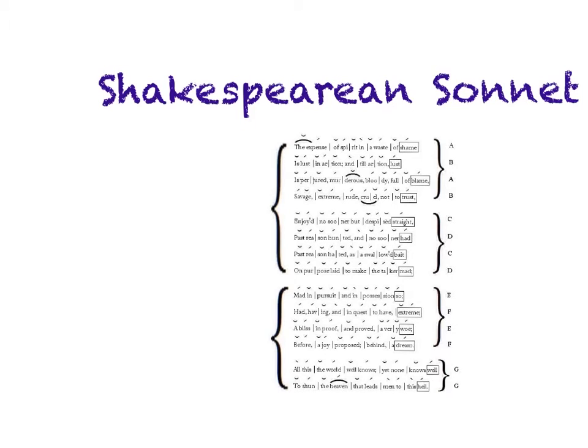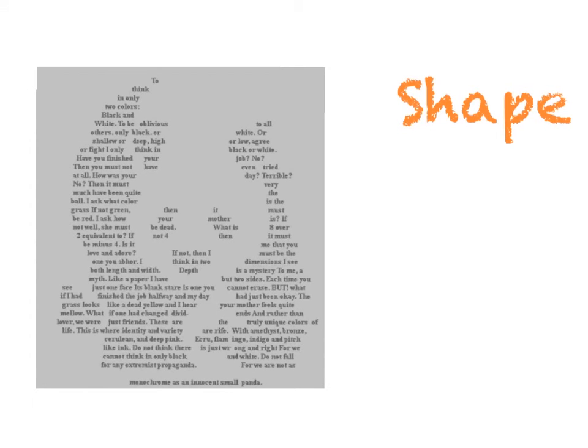A Shakespearean sonnet. A 14-line sonnet consisting of 3 quatrains of A, B, A, B, C, D, C, D, E, F, E, F, followed by a couplet G, G. Generally uses iambic pentameter. And shape. Poetry written in the shape or form of an object.